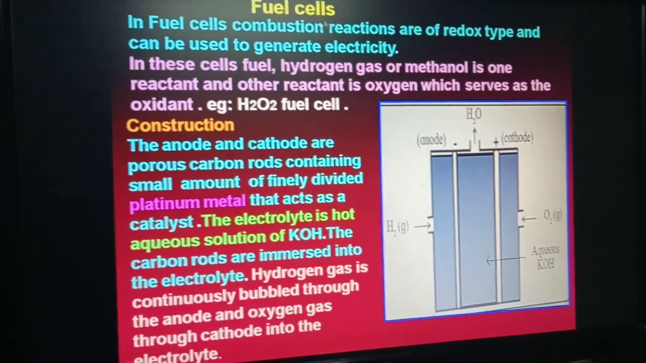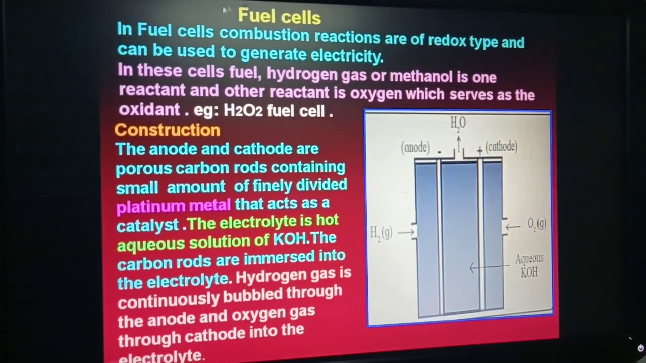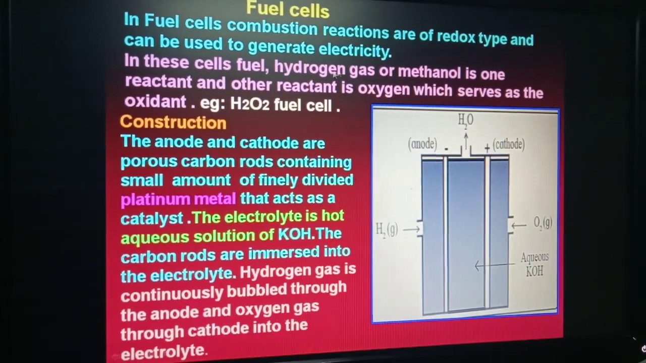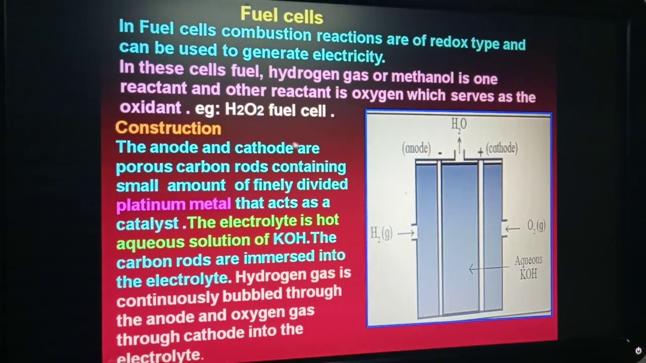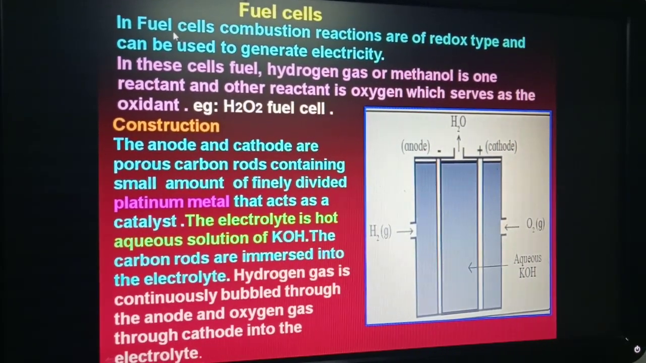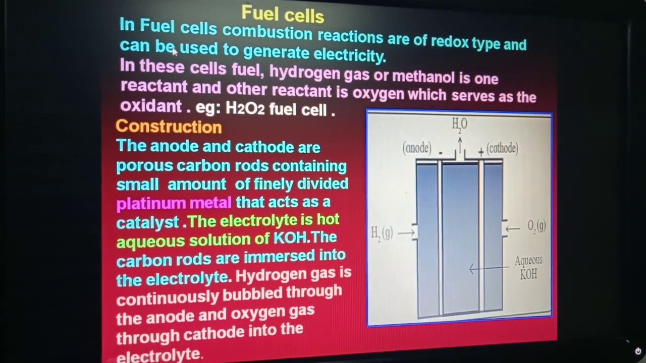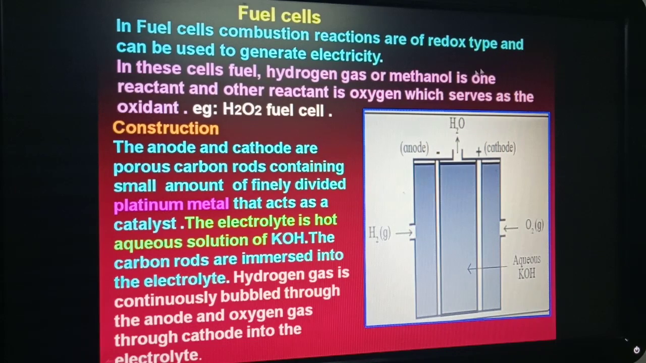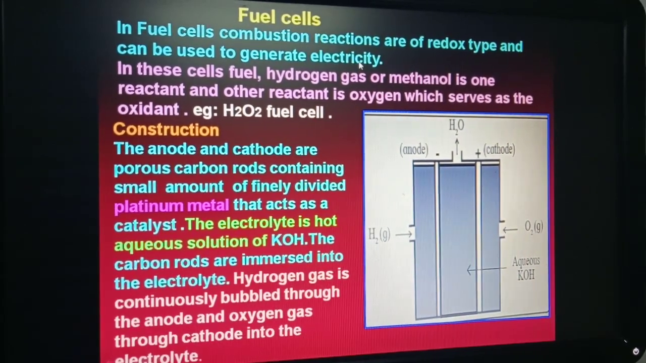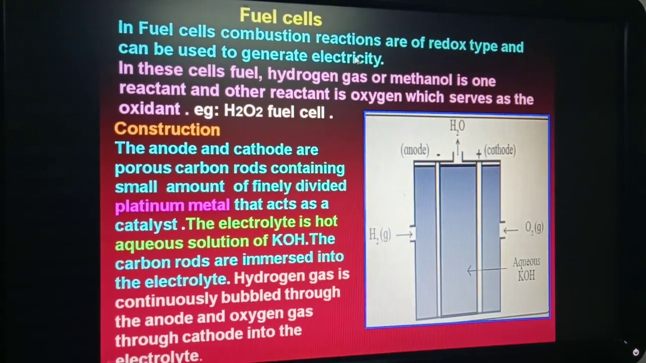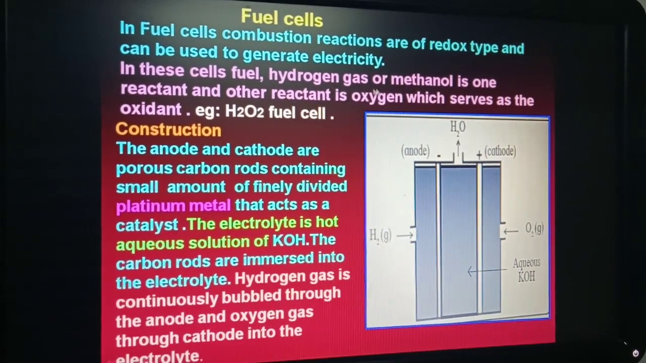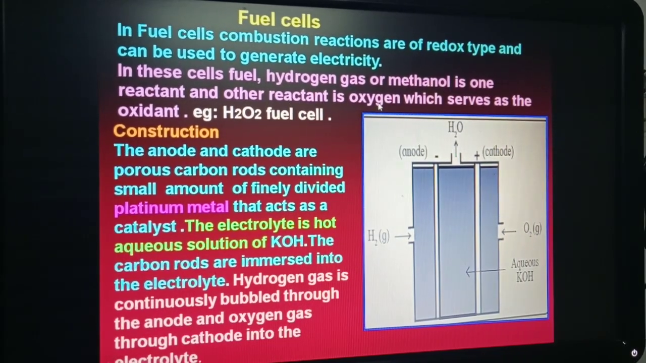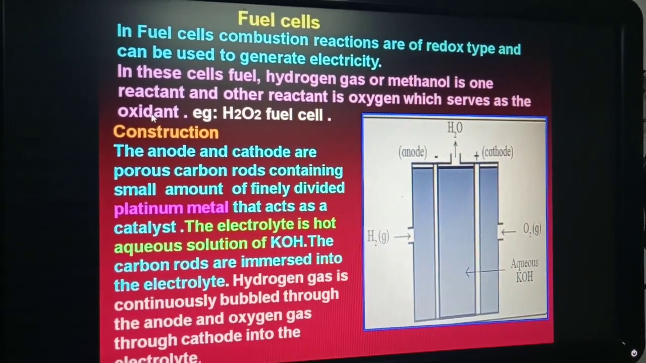Finally, we come to another type of cell, that is fuel cell. In Apollo mission, the first H2O2 fuel cell was utilized. You must have heard about this. So in fuel cells, combustion reactions are of redox type and they can be used to generate electricity. In these cells, fuel, that is hydrogen gas or methanol, is one of the reactants, and the other reactant is oxygen, which serves as an oxidant.